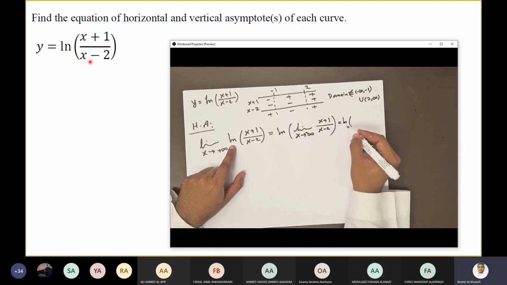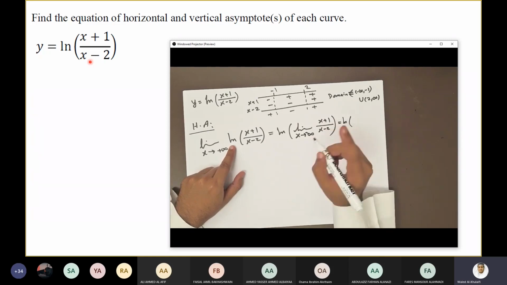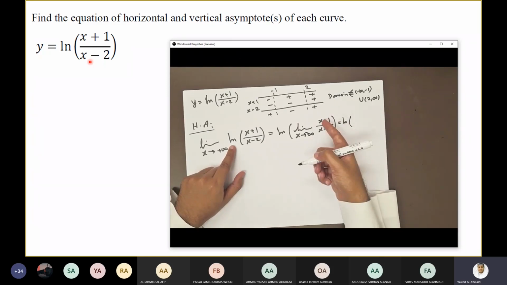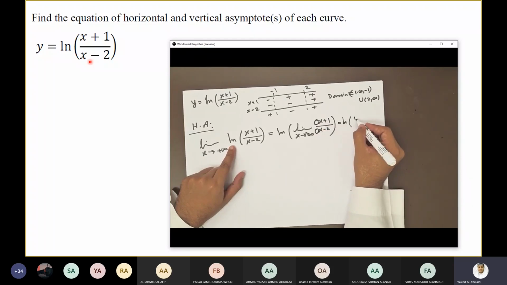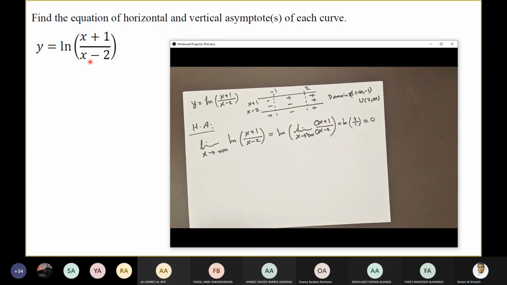I am sure inside it will give me a positive number or positive infinity. That's fine. What is the limit of polynomial over polynomial? Again, I check the degree. The degrees are the same, so it will be the coefficient of this over the coefficient of this, so 1 over 1. So ln of 1 over 1 means ln 1, which means 0.